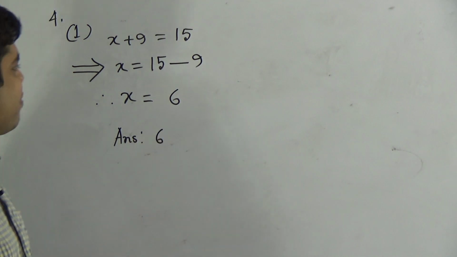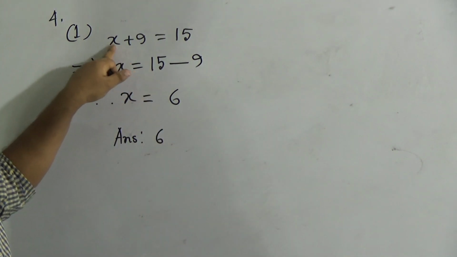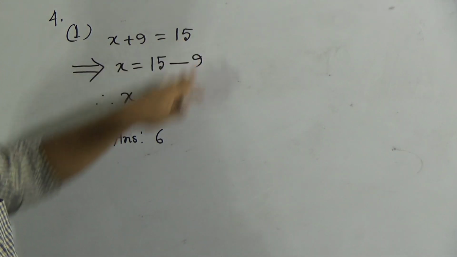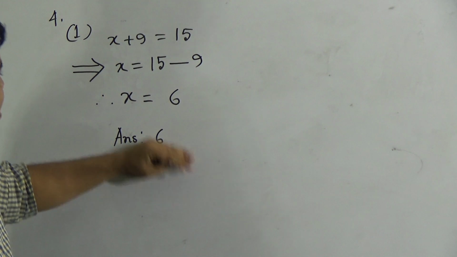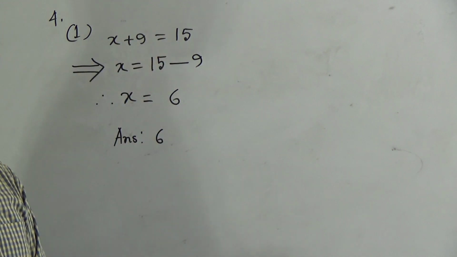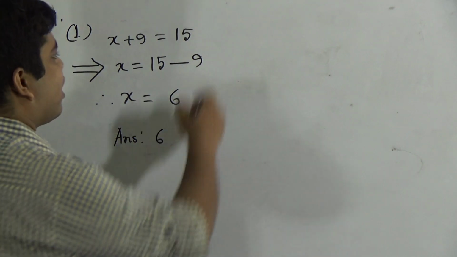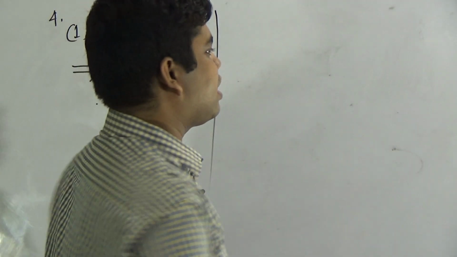Now if we put 6 in this equation, then 6 plus 9 will be 15. So left hand side 15, right hand side 15. By putting x equal to 6, the sentence will be true, right? So the value is x equal to 6. So 1 is done. Next we shall solve question number 4.